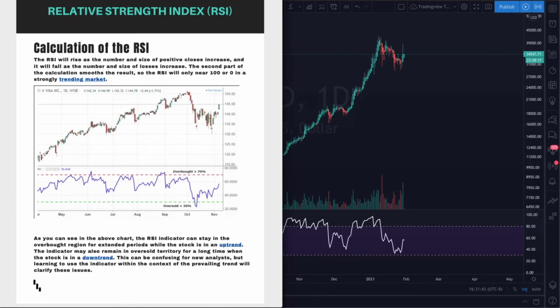Okay, so if you look at this chart here on the handout, as you can see, the RSI indicator can stay overbought in this region for extended periods of time. We just talked about that. Also, the indicator may also remain in the oversold territory for an extended amount of time when the crypto, stock, whatever it is you're trading, is in a strong downtrend or bear market. Now, this can be pretty confusing for new analysts, but the basics of the concept are really the same. All right, so moving on.